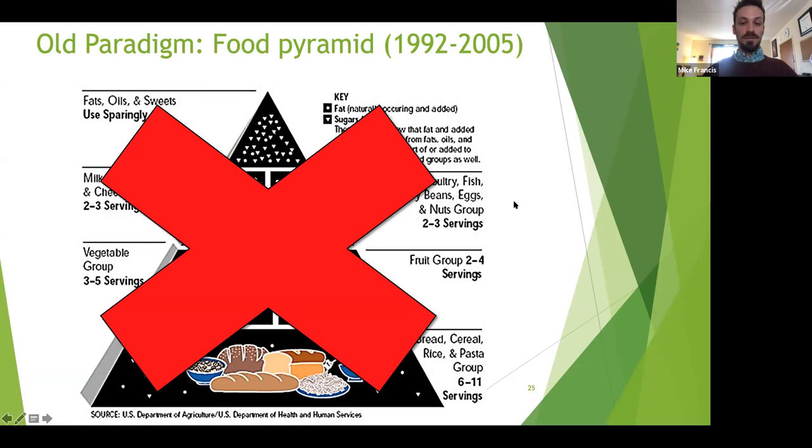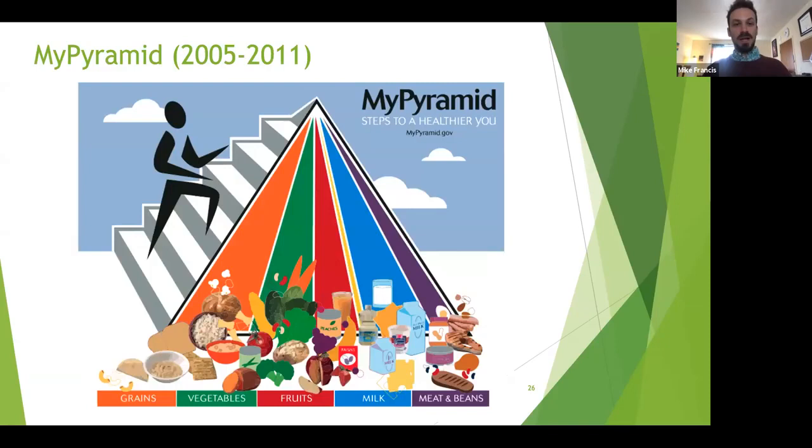So in 2005, this paradigm was upgraded to something called My Pyramid. My Pyramid stuck around for a little while. You can see that the ratios of these are demonstrated by the area of this pyramid. But what are some things you notice about My Pyramid? Eventually they replaced this, so there are some obvious problems with it. It should be obvious what the problems are.